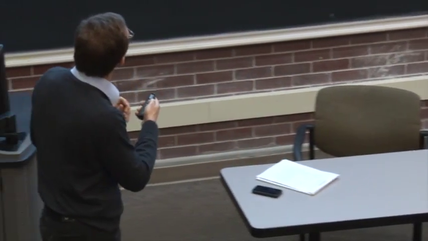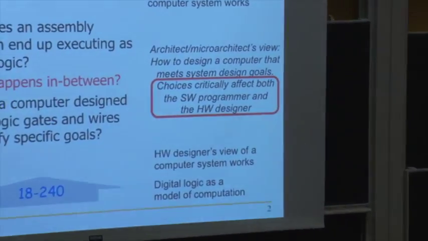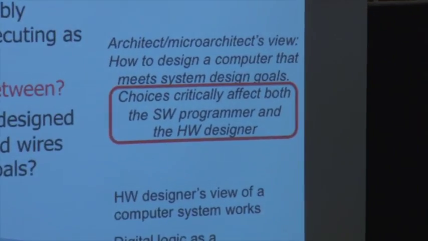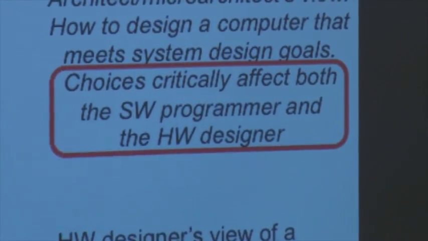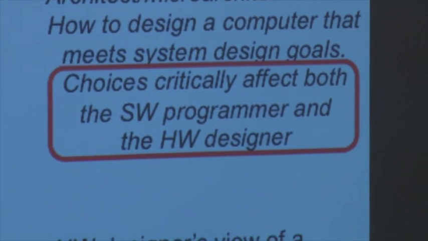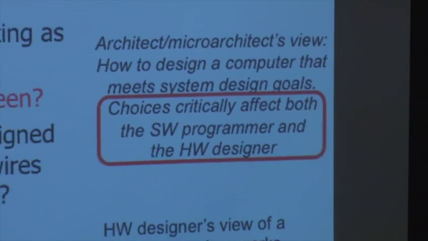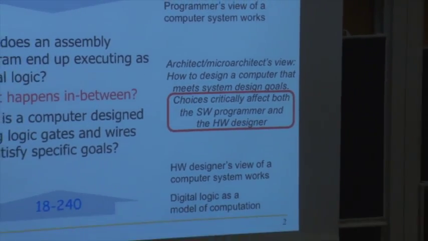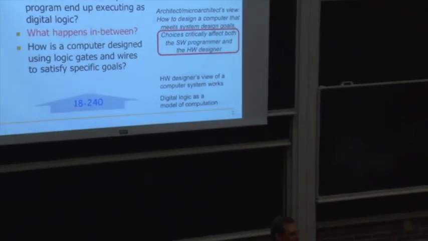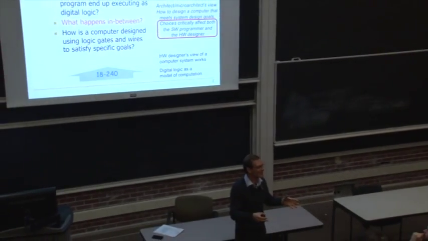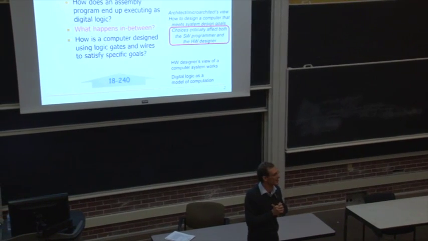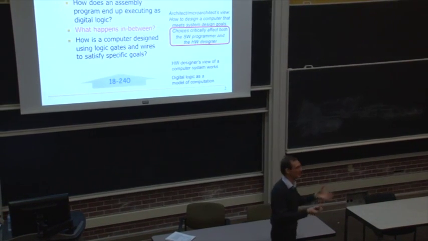And throughout the course, we will see many, many examples of how these choices that we make at the architecture, interface, and the hardware level actually affect both the hardware designers and the software writers. Well, how does multi-core affect the hardware designer's job? Designing a simple core is easy, right? That's good for the hardware designer, good for the microarchitect. They don't need to do much.